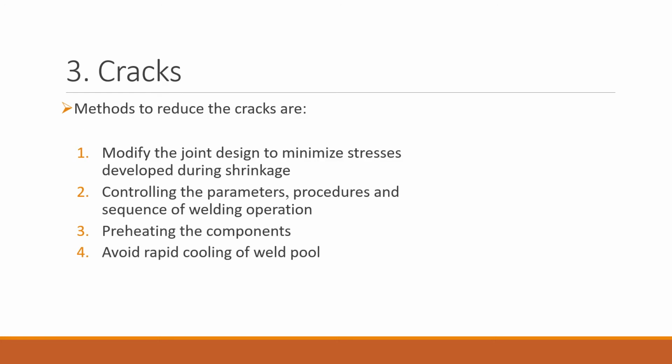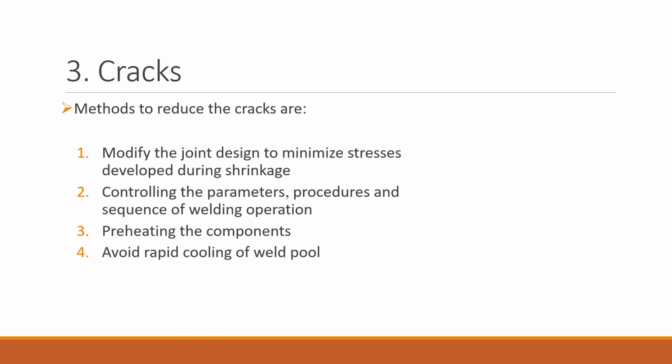Now some of the methods to follow to reduce the formation of cracks within a weld zone are: the first one is to modify the joint design to minimize the stresses developed during shrinkage. Due to the design of the joint area or the weld area, the molten metal may be constrained or restricted from properly contracting or shrinking during the cooling. That is, it may not be able to shrink properly while cooling, and this could result in the formation of stresses. So if you modify the joint design so that proper cooling takes place, then these stresses could be avoided and the cracks could be avoided.